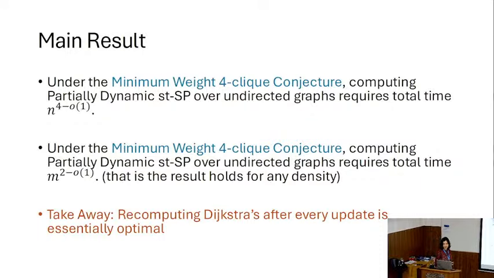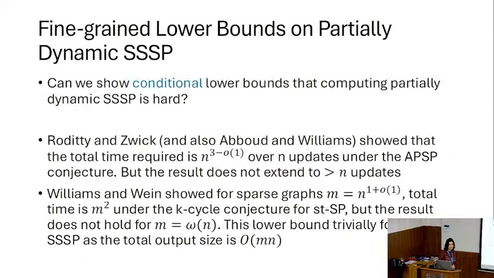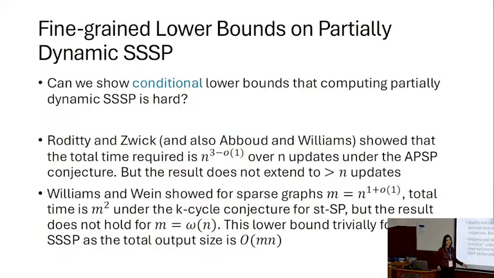So what is our result? Our result kind of is... what in the last slide? What is the K-cycle conjecture? The K-cycle conjecture basically tells you that finding a K-cycle in a graph with m edges requires m squared time. But that graph is very sparse. The conjecture is only for sparse graphs.